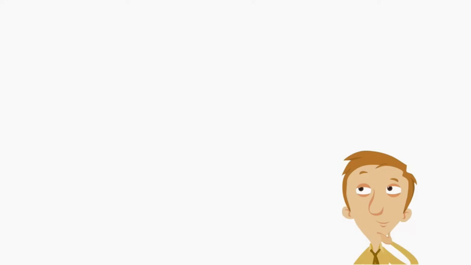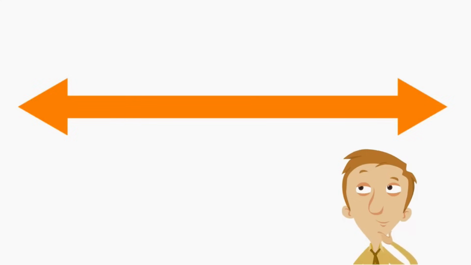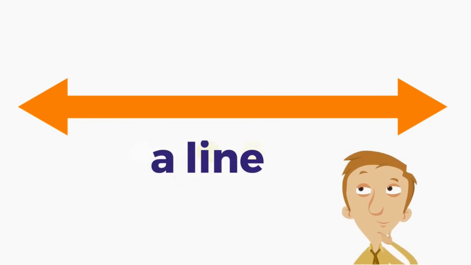Very cool. Here is our last one. What do you see here? What is this? You've got it. A line. Sweet. How do we know it's a line? It has two arrows. That's right. It has two arrows. This is a line.